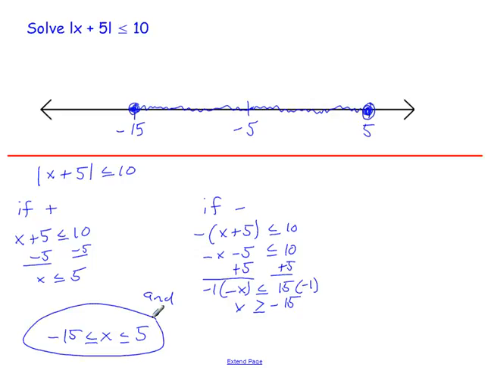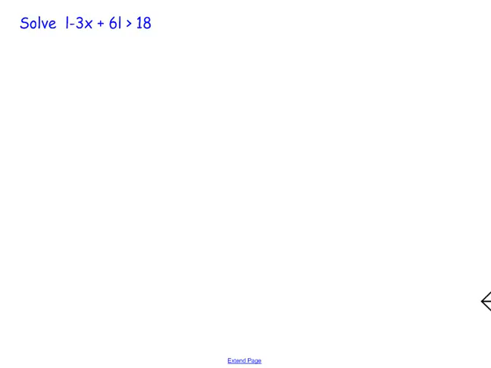Our last example up here, I'm not even going to use the geometry definition. It gets a little complicated. With that, you actually end up having to factor out a negative 3 and then work through it that way. I can show you sometime if you would like me to, so we're just going to use the algebra definition. So we think, is this positive or negative? We don't know, so we have to choose. We have to think both ways.